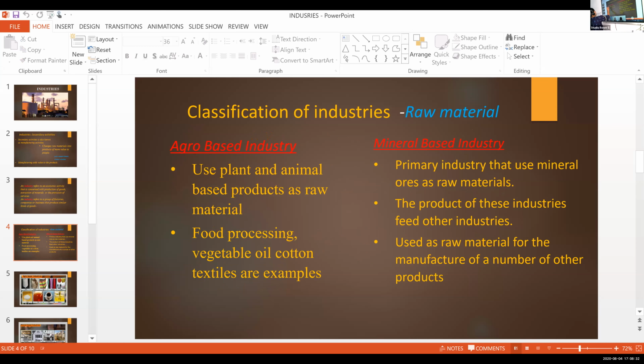Agro-based industry, agriculture products or plants and animals are the main raw materials. Mineral-based industry, what is the main raw material? Minerals are the main raw material. From the heading, you will get the answer. We extract minerals from nature and we use these minerals as a raw material for other products, for creating new products. Clear?